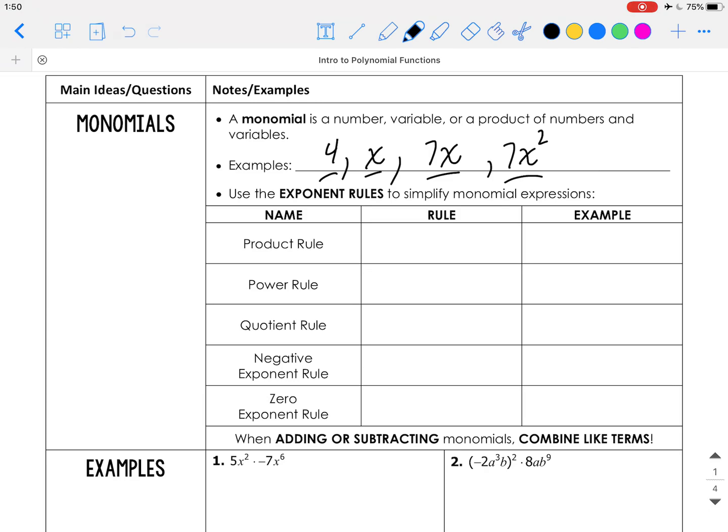Binomials, trinomials, polynomials, we'll see those later on. I'm going to give you guys a few examples, but in the beginning, I just want to work with monomials, kind of get you guys used to the basic rules, and then we'll move forward.